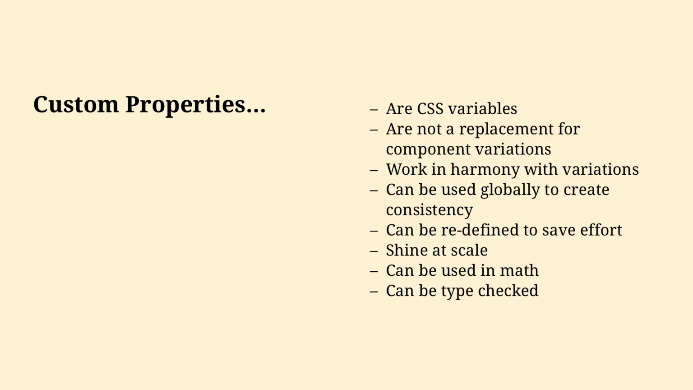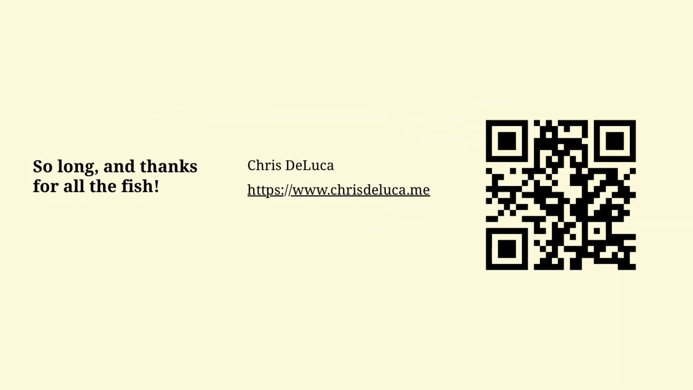So what just happened? We learned about some custom properties. So custom properties are CSS variables. They're not a replacement for component variations. They work in harmony with variations. We can use them globally to create consistency. They can be redefined to save effort, and they can really shine at scale. They can be used in math, and they can be type checked. And that's it. Thank you so much.